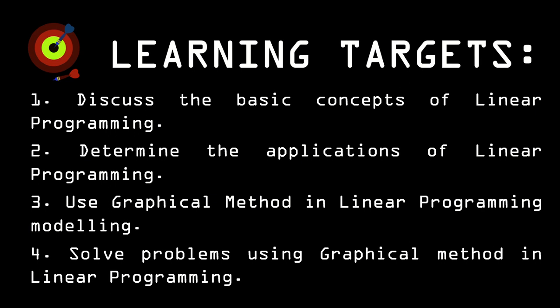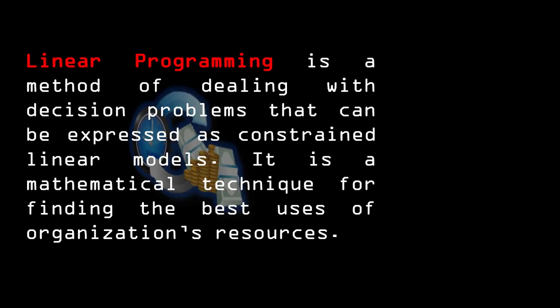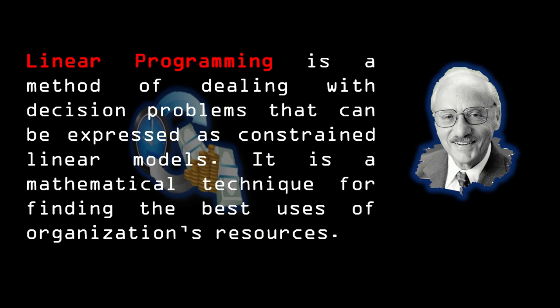Okay, so by the definition, let's look back. Let's have the origin of this concept of linear programming. Initially, by the definition, linear programming is a method of dealing with decision problems that can be expressed as constrained linear models. It is a mathematical technique for finding the best uses of organizations' resources. Initially, it was invented in the 1940s by George Dantzig.